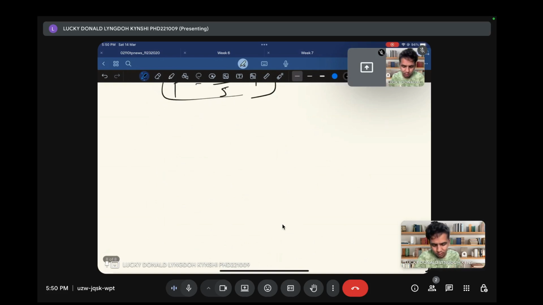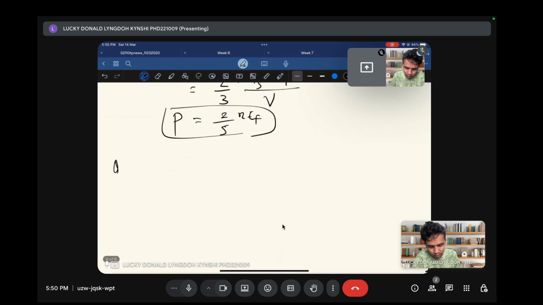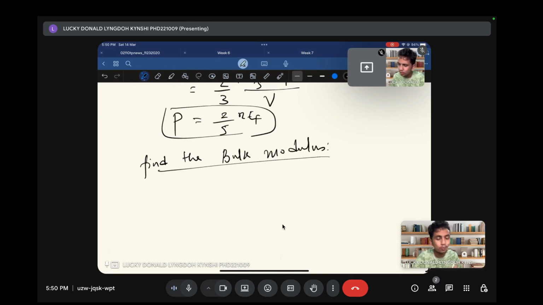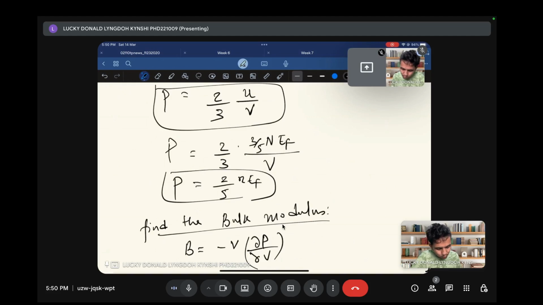Now the second question is to find the bulk modulus. Why is this asked? Because bulk modulus is related to your volume under pressure, right? So in these questions you can easily calculate the bulk modulus, which is given to be minus V del P by del V. You just need to differentiate the pressure with respect to volume, and you get the bulk modulus.